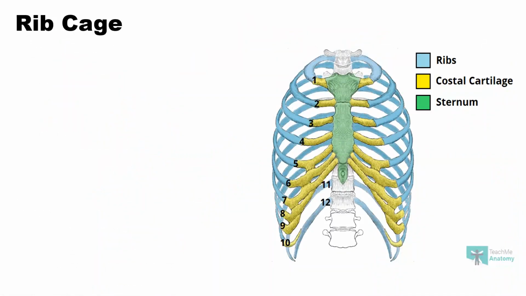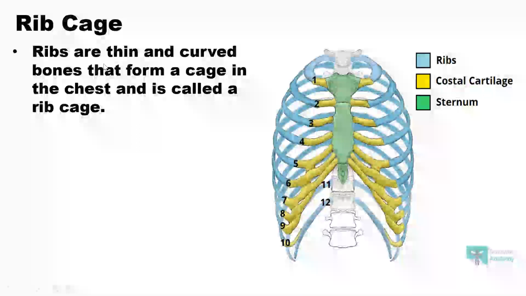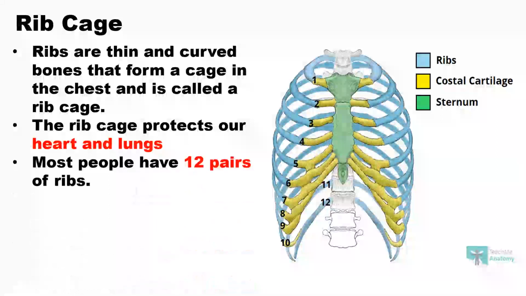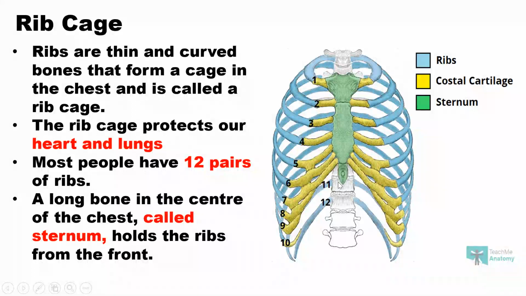Then comes the next part, which is the rib cage. You can see it's a cage-like structure. Ribs are thin and curved bones that form a cage in the chest called a rib cage. The rib cage protects our heart and lungs. The skull protects the brain. The rib cage protects our heart and lungs. Most people have 12 pairs of ribs. A long bone in the center of the chest is called the sternum. This green part you can see is the sternum. It holds the ribs from the front.